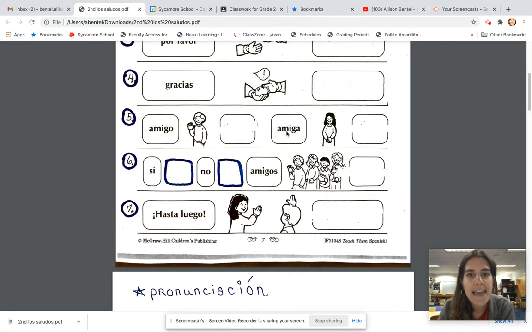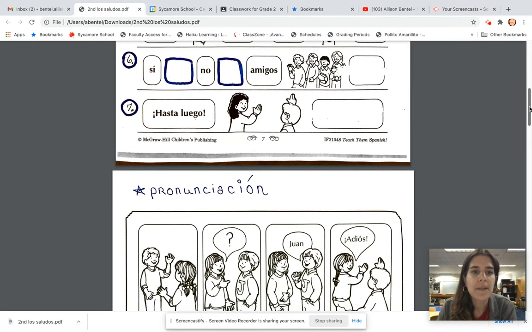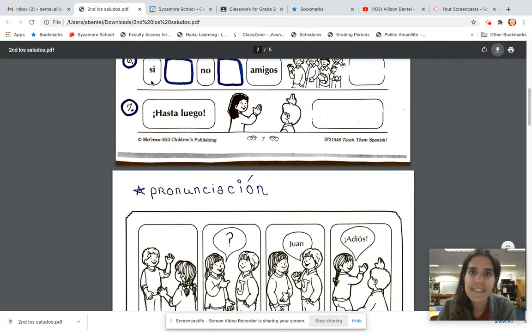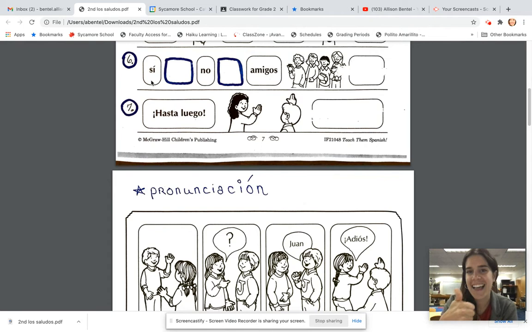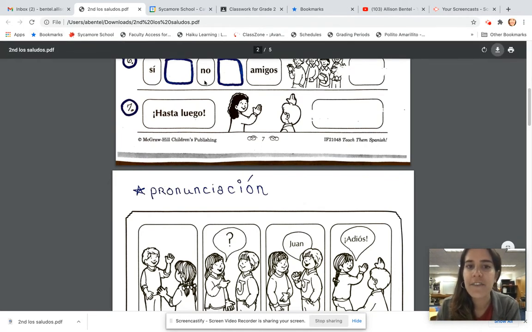Y aquí, amiga. ¿Quién es una amiga? Muy bien. Amiga is a friend. That's a girl. So you could write friend girl, or you could write friend with the lowercase letter f for female. Una amiga significa friend, female. Número 6. ¿Qué significa sí? Ajá, muy bien. Sí means yes. Y muy obvio, ¿qué significa no? Ajá, muy bien. It means no.